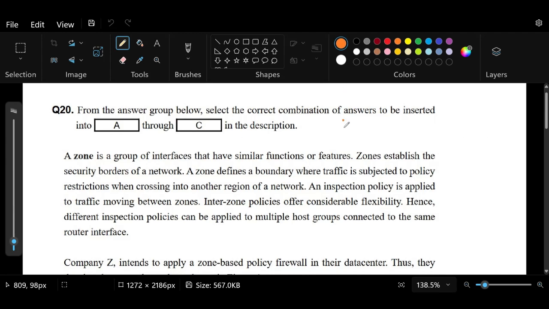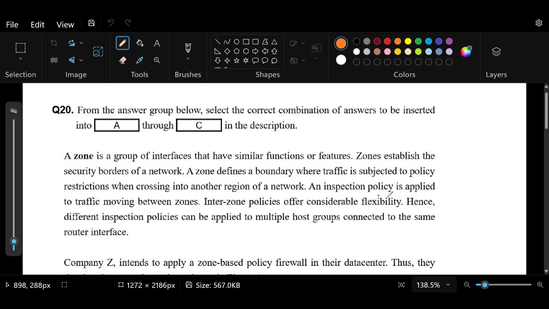Question number 20 of the PhilNITS FE afternoon portion of the exam. In this question, we have a zone, which is a group of interfaces that have similar functions or features. Zones establish the security borders of a network. A zone defines a boundary where traffic is subjected to policy restrictions when crossing into another region of a network.